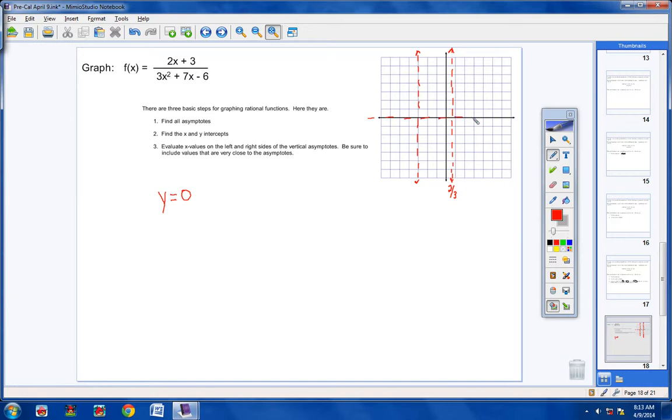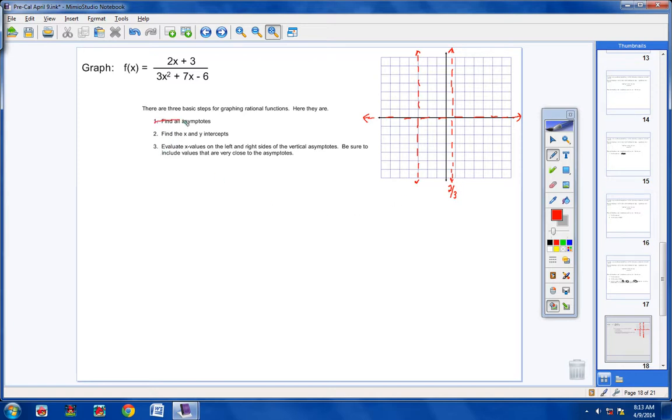So go ahead and put your horizontal asymptote on the graph. Now remember something, students, please don't forget this. Occasionally, once in a blue moon, horizontal asymptotes will be crossed. Okay, vertical asymptotes will never be crossed. Occasionally horizontal asymptotes will be crossed. Okay, so do understand that. Okay, moving on. Step 2.